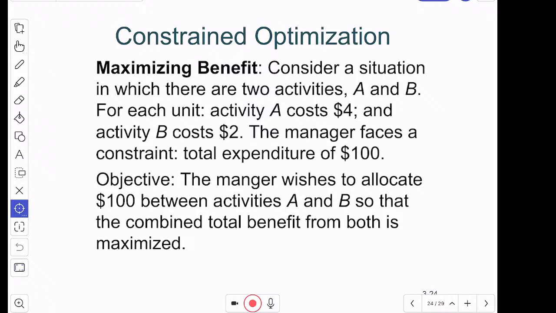all the choice variables. So consider a situation in which there are two activities, A and B. For each unit, activity A costs $4 and activity B costs $2. The manager faces a constraint: total expenditure can't be more than $100 for all those activities. So the manager wishes to allocate $100 between the two activities so that the combined total benefit from both is maximized. So you want to maximize considering your constraint, just like real life.